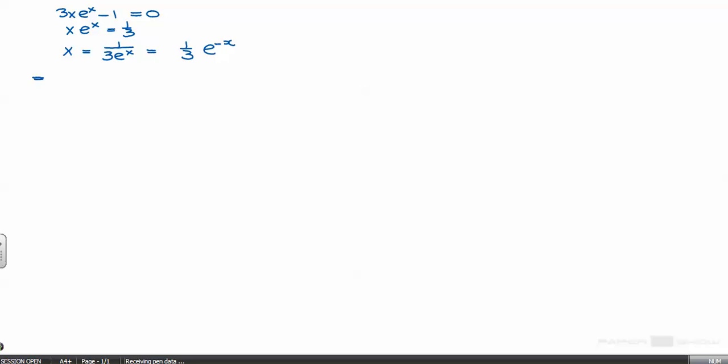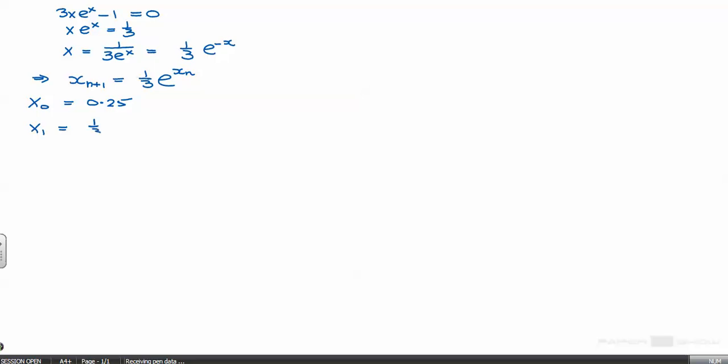And just rewriting that again, because it's an iteration formula, that'll be x n plus 1, the next x, is equal to a third e to the minus x n, so the previous x value. And we're going to use that iteration formula. Now, asked to find x1, x2, x3, so we're given that x0 is 0.25. And to get x1, we're going to put that into the iteration formula.